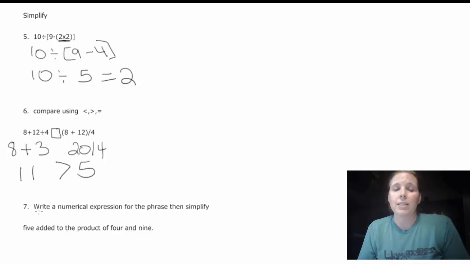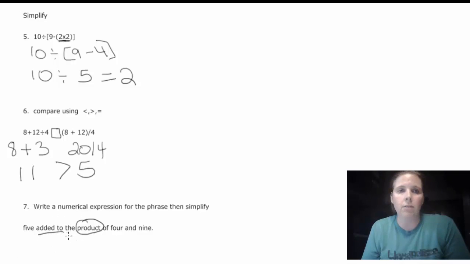The last one, this is our last one. Write a numerical expression for the phrase, then simplify. Okay, so that means you're going to write an expression and then you're going to finish it. Okay, so 5 added to the product of 4 and 9. So product, remember, is multiplication. Add to is adding. So 5 added to the product of 4 and 9.